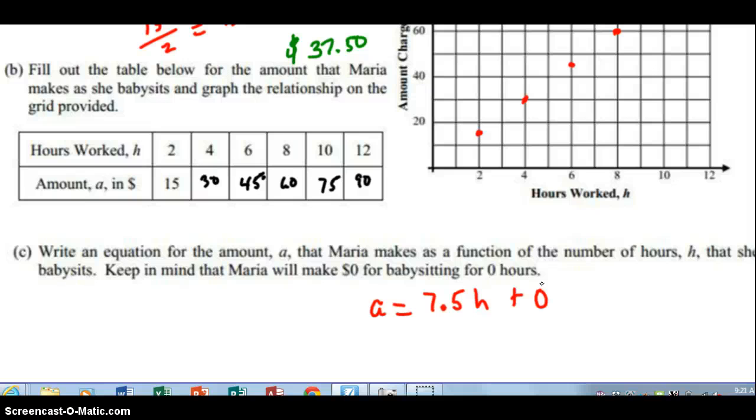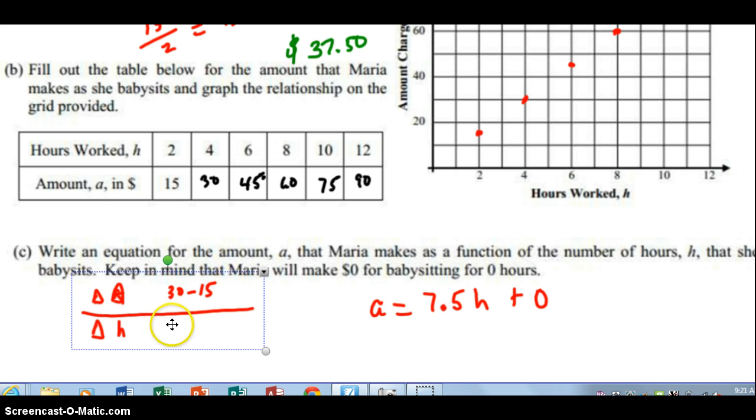Now, one of the things that's important you understand, I just went to 7.5 because we did that in the beginning. But you have to be able to find the slope. And the slope is going to be the change in the A over the change in the H. So I'm going to just pick 2 points. 30 minus 15 divided by 4 minus 2. Which gives me 7.5.